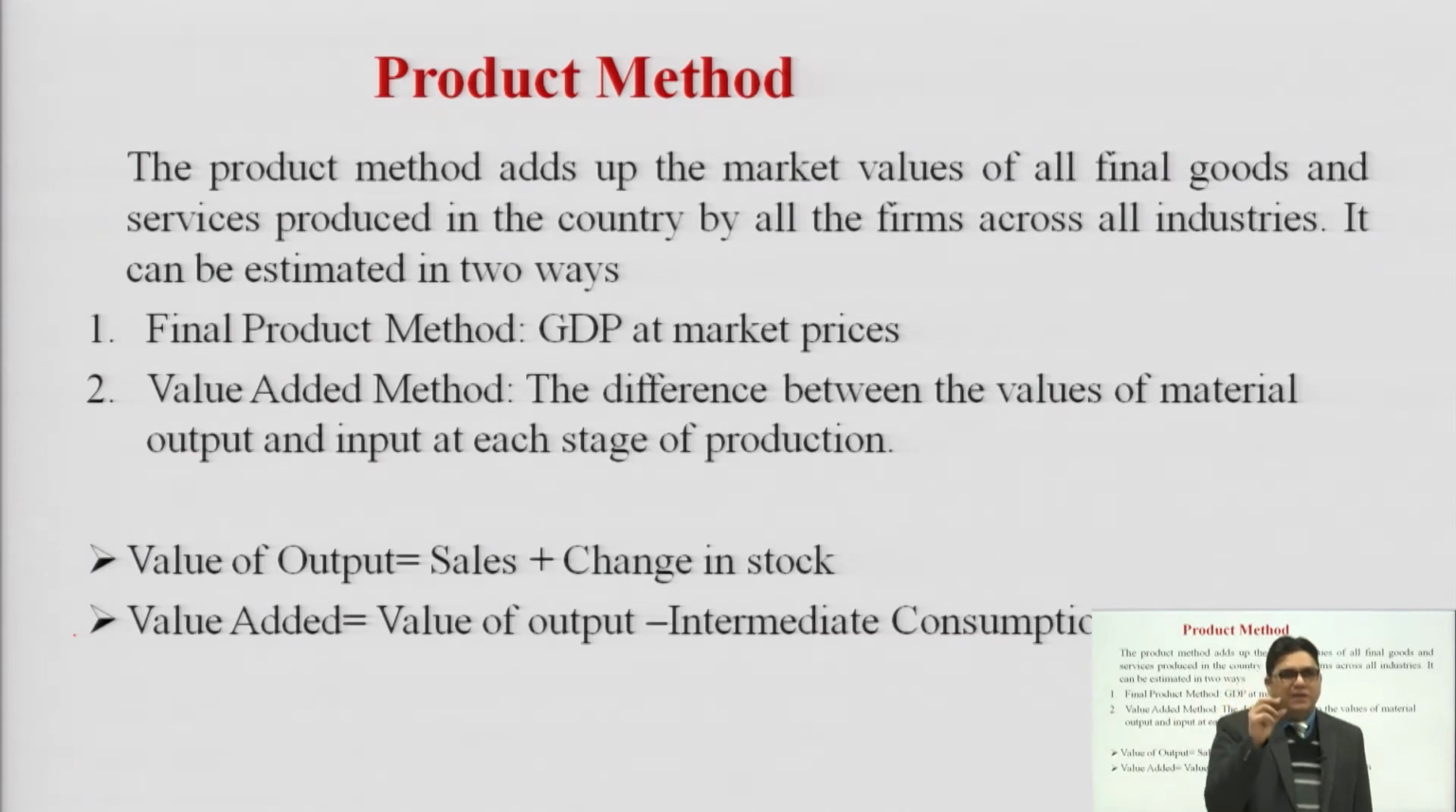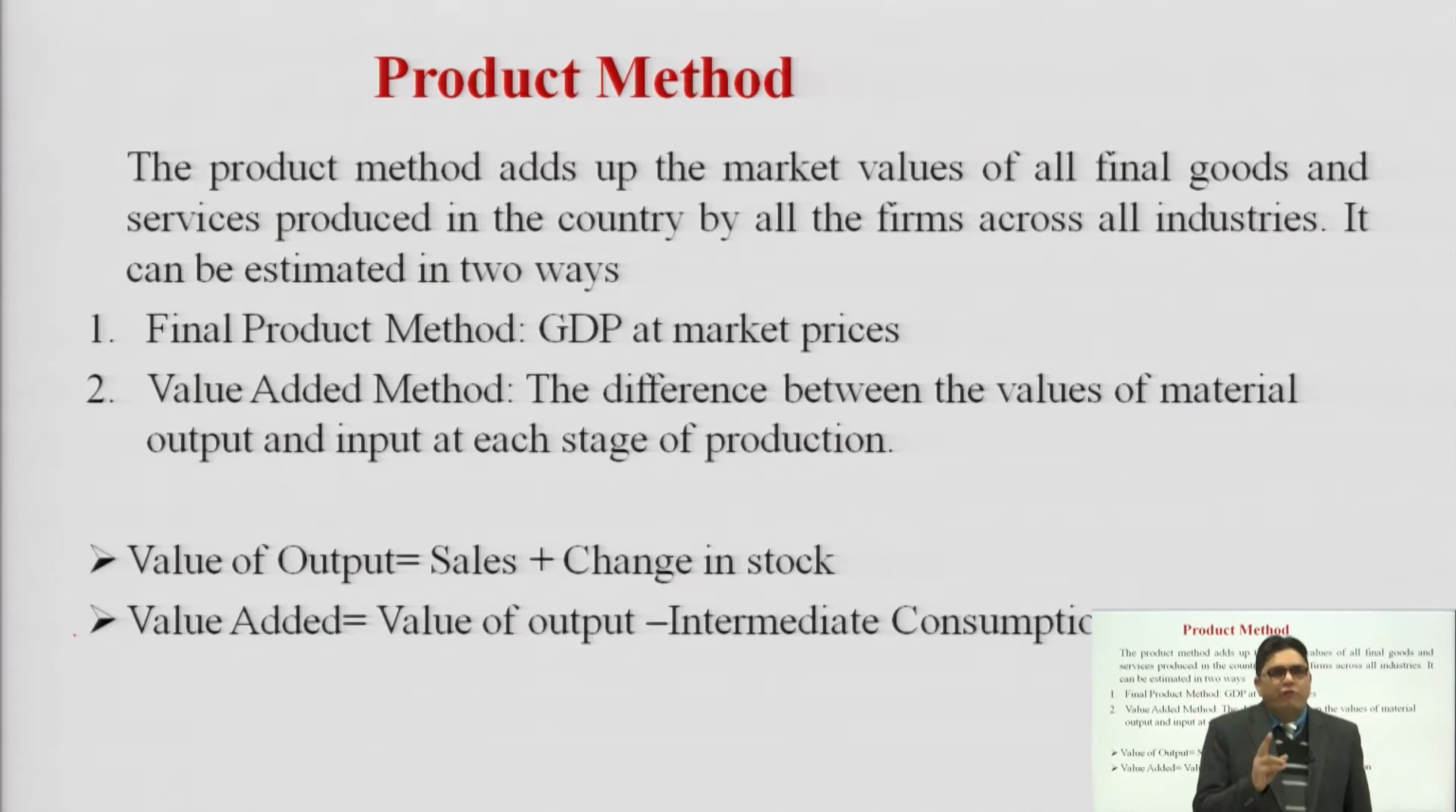So, the product method calculates in two ways. We take the final product and simply multiply by current prices, and we get the GDP at market prices. In the value added method, at every stage of production, the subsequent stage has to be taken into account because the higher valuation will be at that point in time.